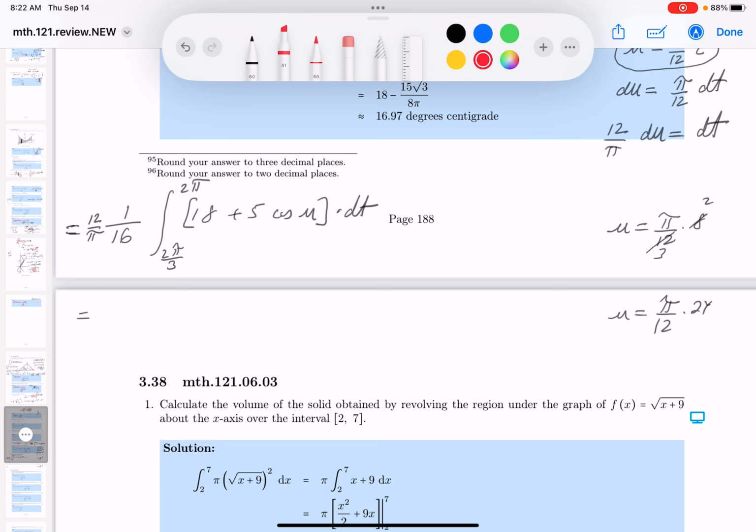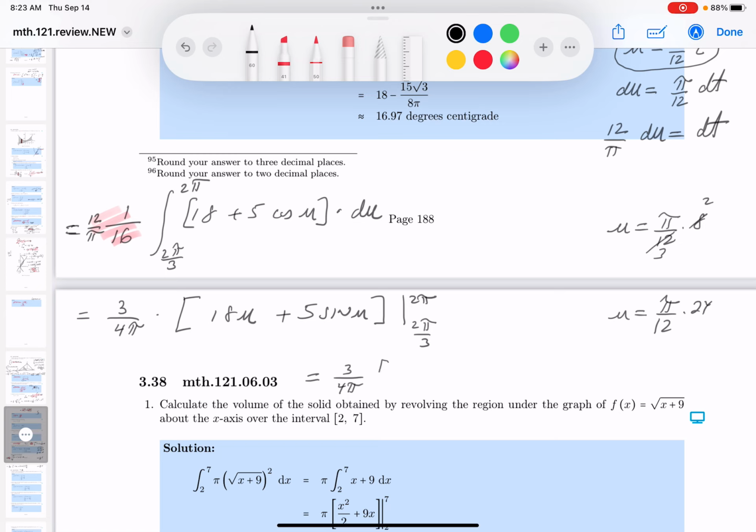I'm going to keep moving forward, and the first thing I'm going to do is simplify this. I'm going to divide through by 4. What do you get? 3 over 4 pi. I'm going to do the integration now. I'm sorry, I made a mistake here in putting dt down. I have to correct that. You're going to get 18u plus 5 sine of u, limits of integration 2 pi over 3 to 2 pi. I have to evaluate that. That's 3 over 4 pi times that.